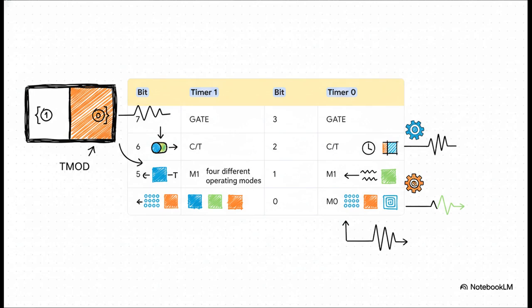It's split right down the middle. The 4 bits on the right-hand side are for configuring timer 0, and the 4 bits on the left are for timer 1. It's a mirror image. For each timer, you have a bit to choose between counter or timer mode, and then you have 2 mode bits, M1 and M0, that let you pick one of 4 different ways for the timer to run.